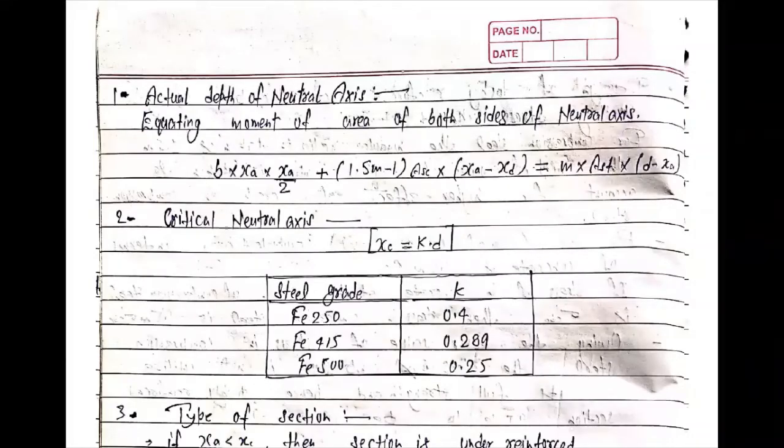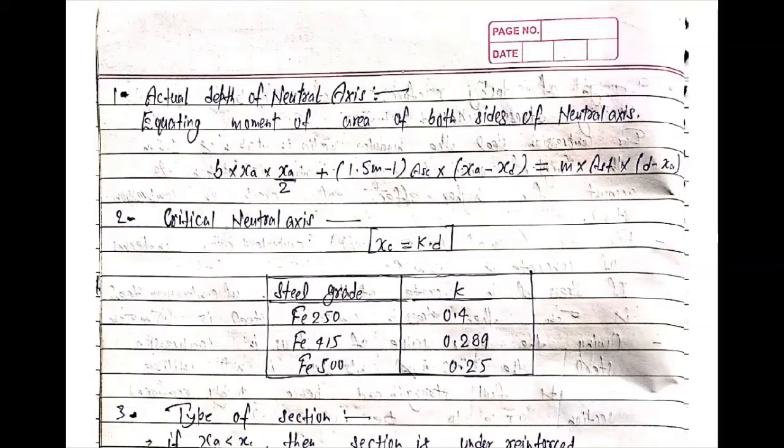So, finding the actual depth of neutral axis. We'll follow the same methodology again by equating moment of area on both sides of the neutral axis, which is given by b multiplied by XA multiplied by XA by 2 plus 1.5 m minus 1 multiplied by ASC multiplied by XA minus XB is equal to m into AST into d minus XA.